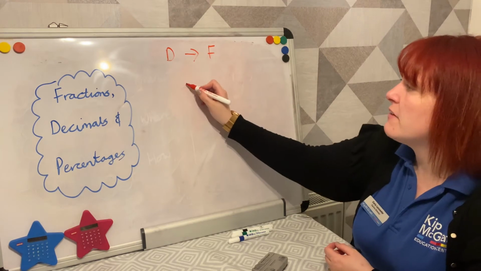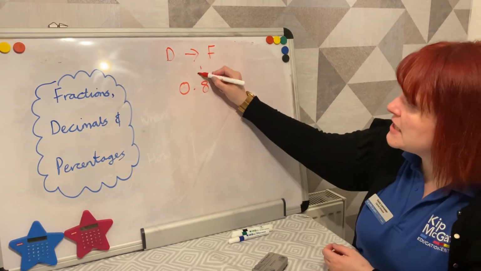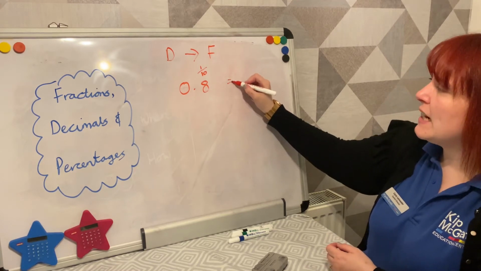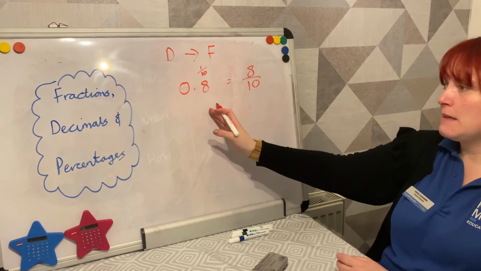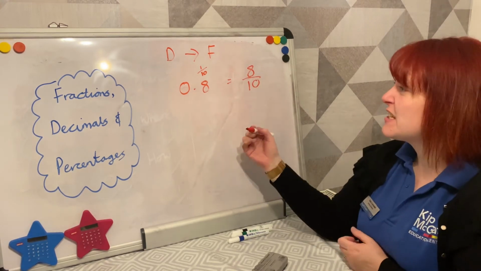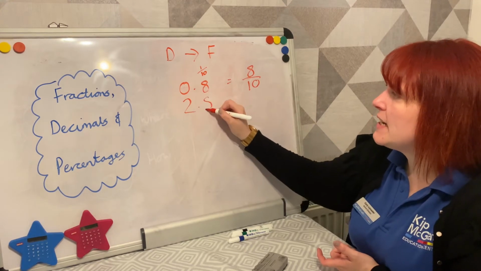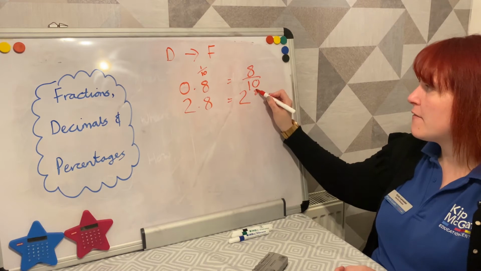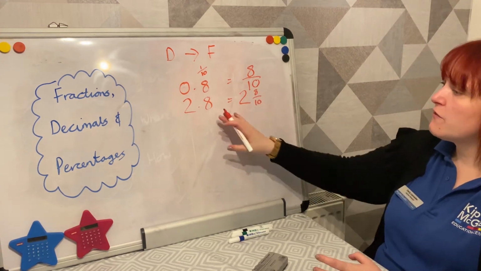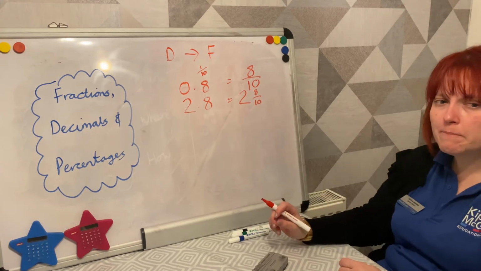So for example, if I had 0.8, this is our tenths column. So I would quite literally have 8 tenths because I've got 8 in my tenths column. If, for example, just out of curiosity, if I had 2.8, then we have 2 still as our whole number, and we have 8 tenths. So the fraction part of it doesn't change, but this obviously just becomes a mixed number.